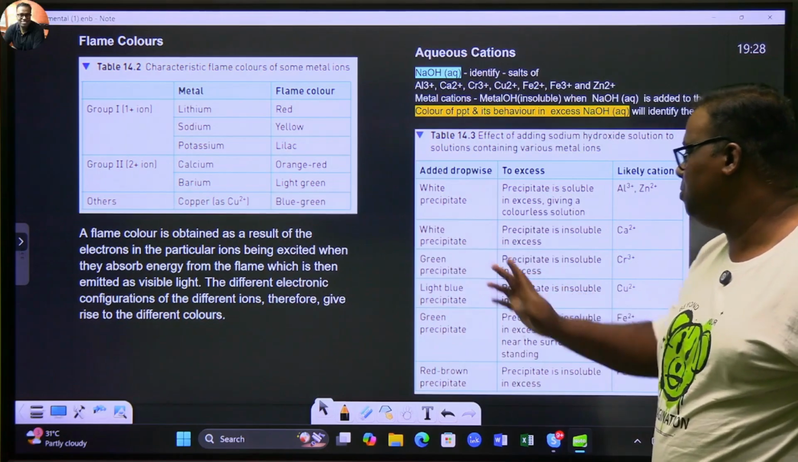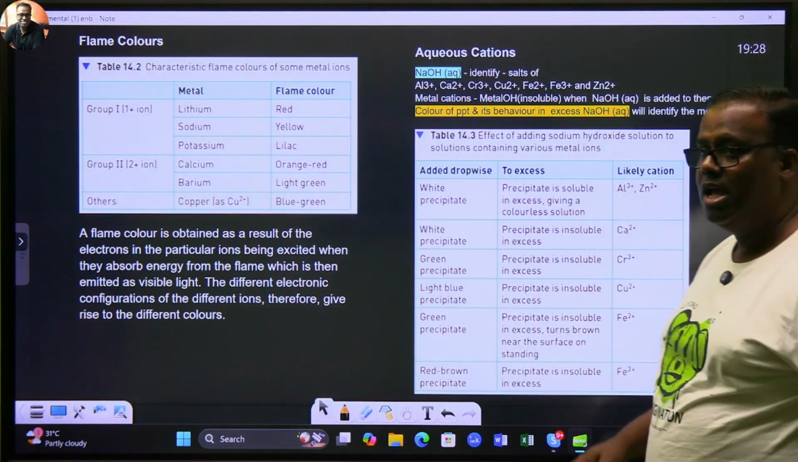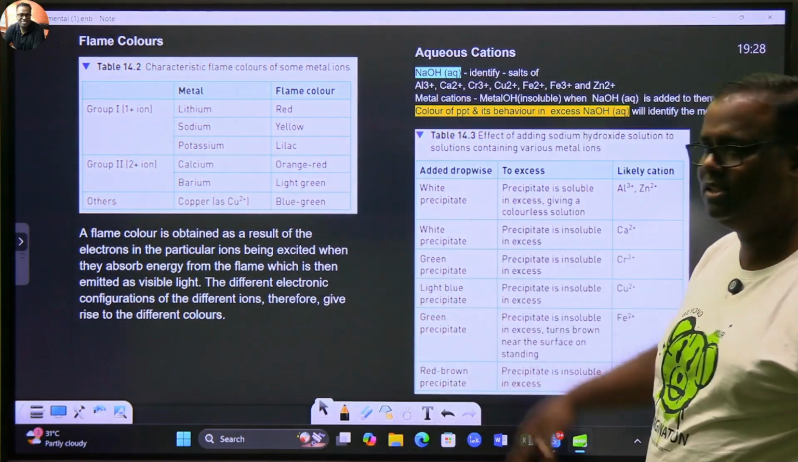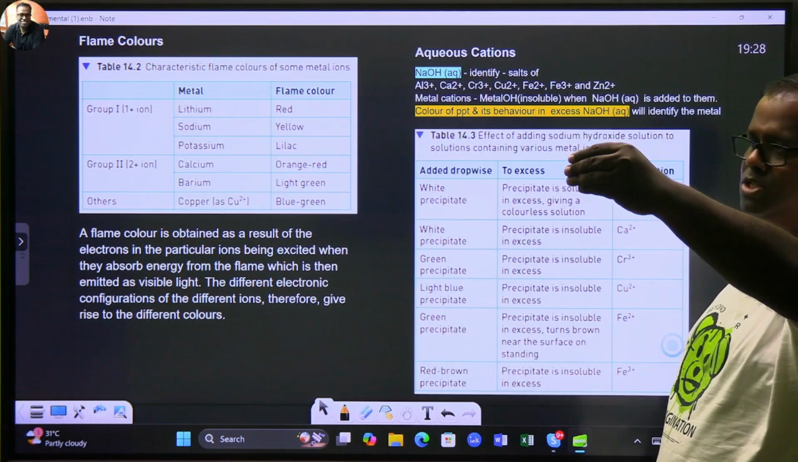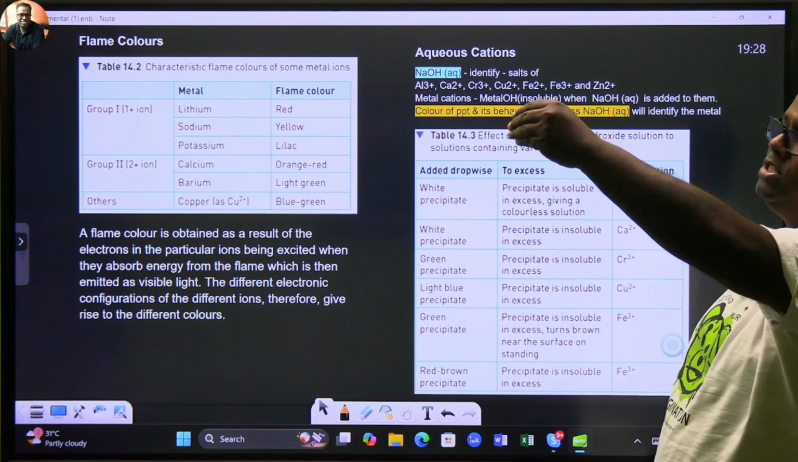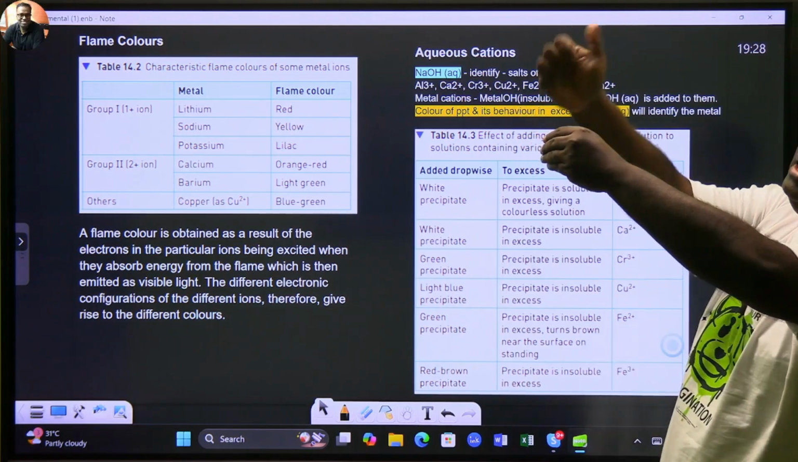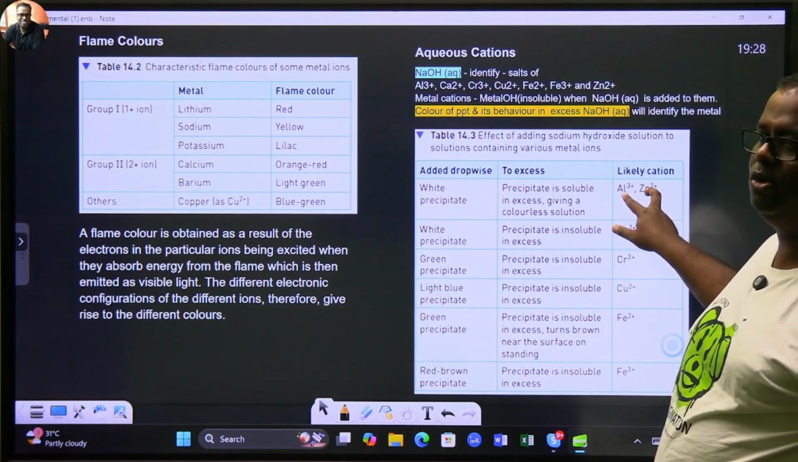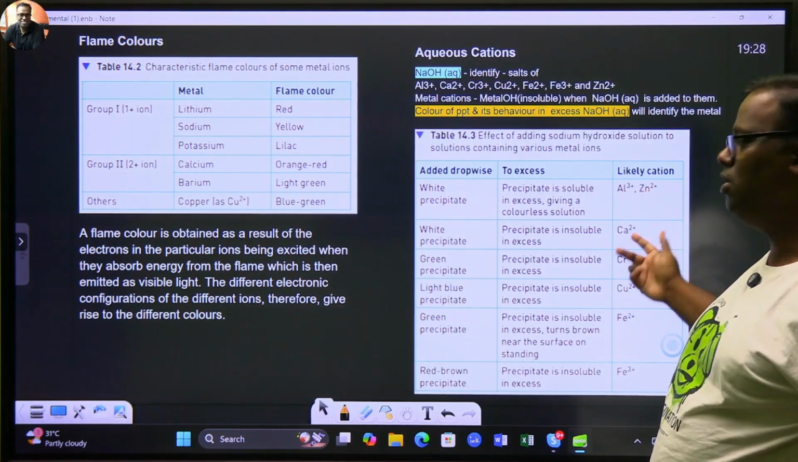Now white precipitate, look at the next one. I got a white precipitate here. So I won't get it like this. I've taken my salt. I don't know what my salt is. I put sodium hydroxide into it. I get a precipitate. My first thing will be that I add excess of sodium hydroxide. If it dissolves, then I'm narrowed down on these two. If it doesn't dissolve, then calcium.